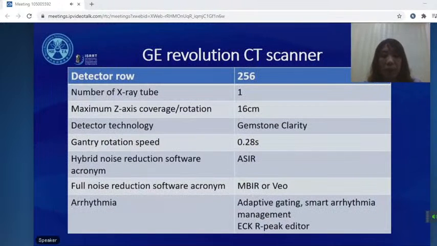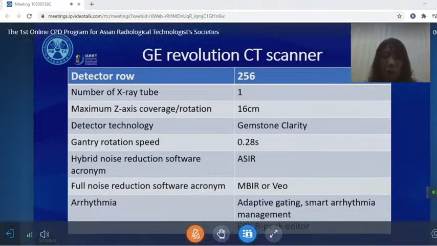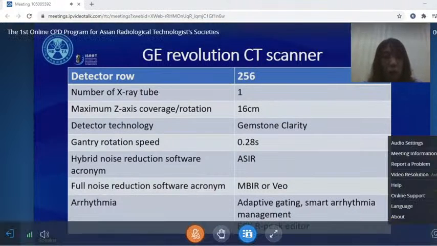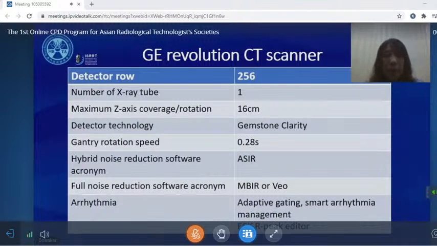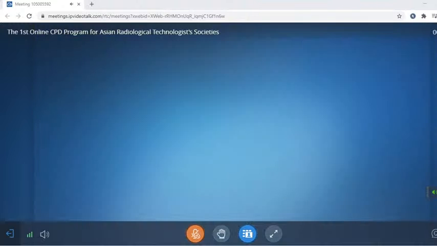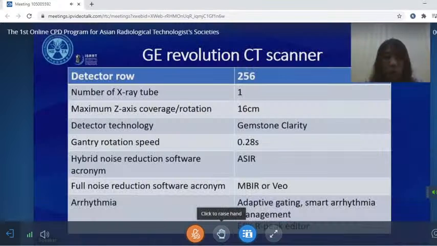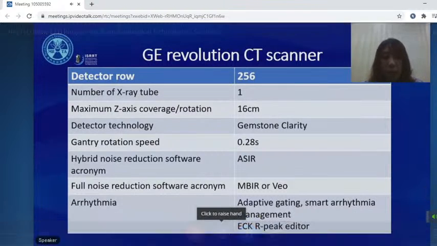So let's have a brief introduction of our CT scanner. Our GE Revolution CT scanner has 256 detector rows. There is 1 X-ray tube. The maximum Z-axis coverage per rotation is 160 mm. Detector technology is Gemstone Clarity. Gantry rotation speed is 0.28 seconds. Arrhythmia management strategy is SmartArrhythmia management and ECG Edit.